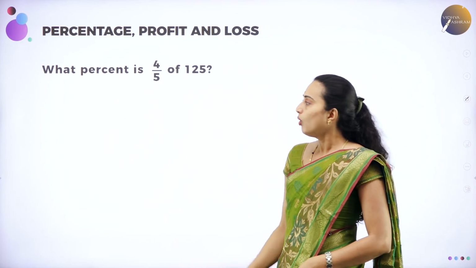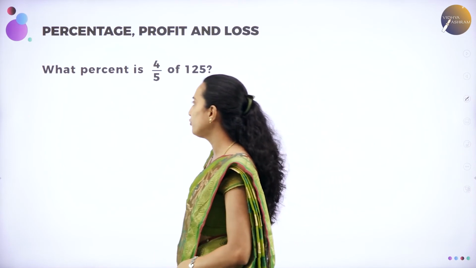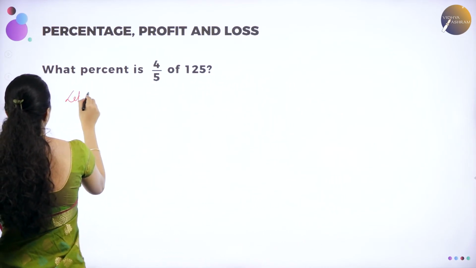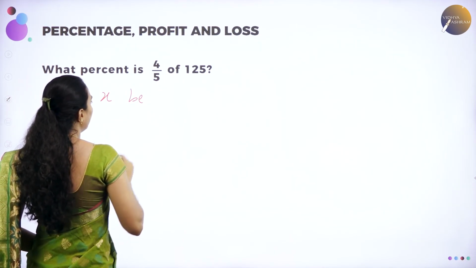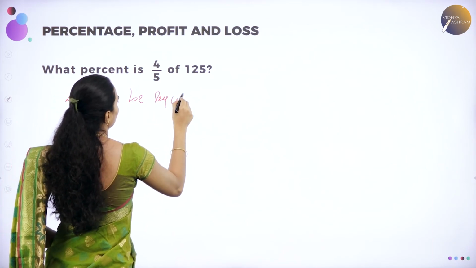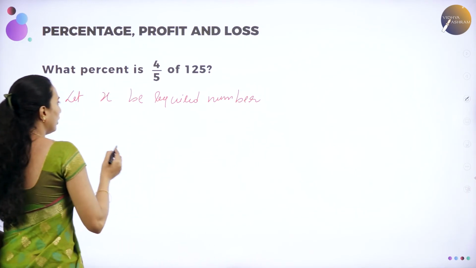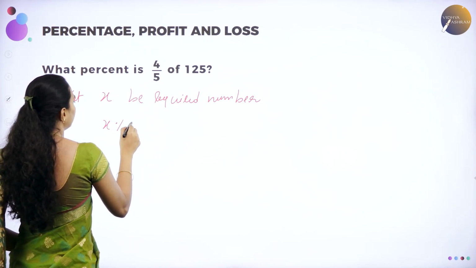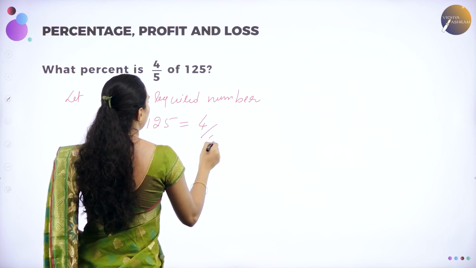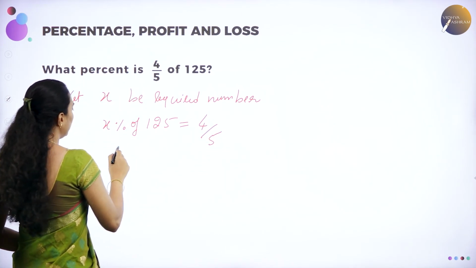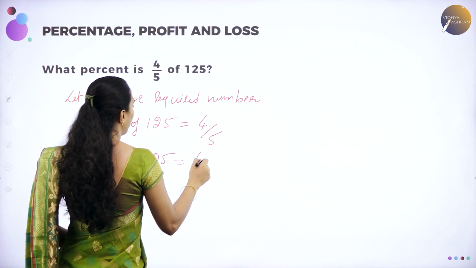What was the next question? What percent is 4 by 5 of 25? So 4 by 5 of 25 means let X be the required number. No need to convert anything here. They have already given the fraction and the number. So therefore, X percentage of 125 is what they have given as 4 by 5. Isn't it? Now what is X percentage? X divided by 100 of 125 is equal to 4 by 5.